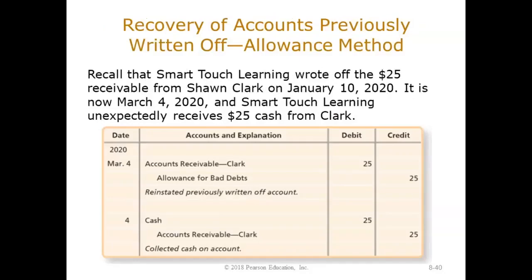Now, remember when we wrote off the $25 receivable from Sean Clark? On March 4th, Smart Touch actually received the money from Clark. So in this case, what we're going to have to do is reinstate the accounts receivable. We're going to debit accounts receivable Clark $25 and credit the allowance for bad debt for $25 to reinstate that previously written off account. And then once we have the account reinstated, we'll debit cash and credit the accounts receivable for Clark, because we've collected the cash on account. So again, it's all good on that one.